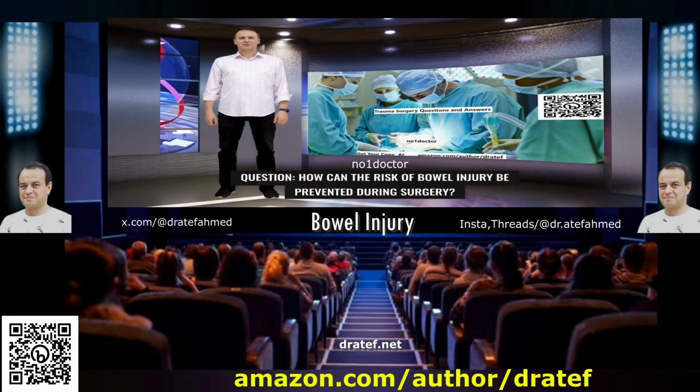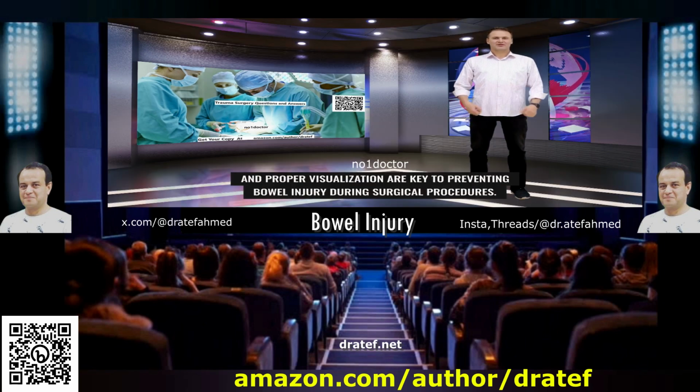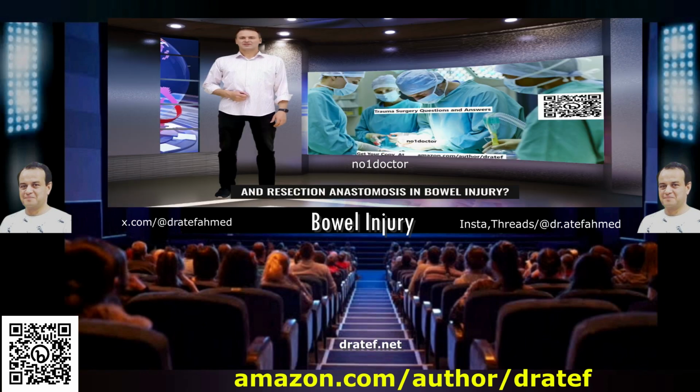Question. How can the risk of bowel injury be prevented during surgery? Answer. Careful surgical technique, gentle tissue handling, meticulous dissection, and proper visualization are key to preventing bowel injury during surgical procedures. Question. How is the decision made between primary repair and resection anastomosis in bowel injury?